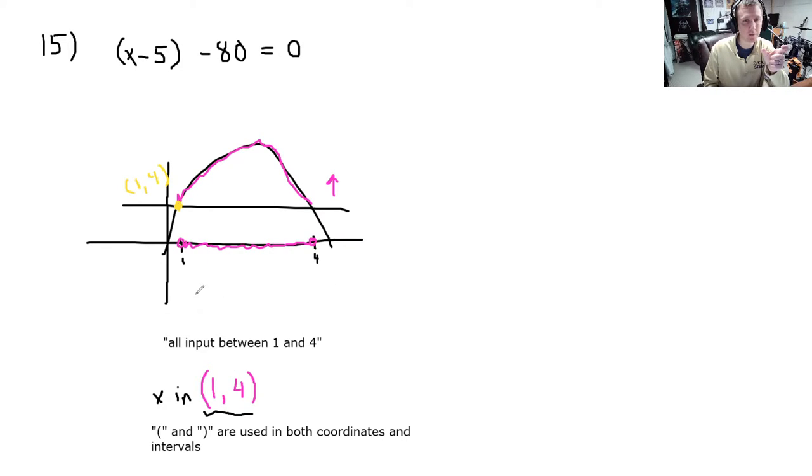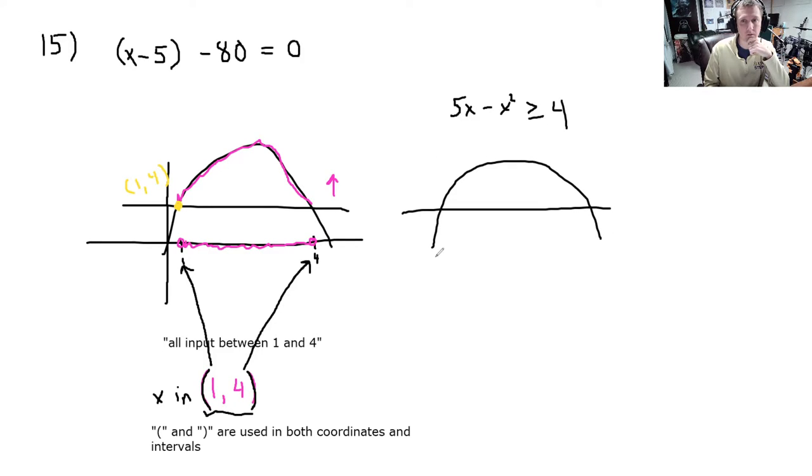So there's a relationship here where we've got that open circle at 1, so we've got a parenthesis here. We've got an open circle at 4, so there's a parenthesis here. If we had 5x minus x squared greater than or equal to 4, then our graph would look like this, 1, 4. I know that's off, but I'm just trying to go quick here.